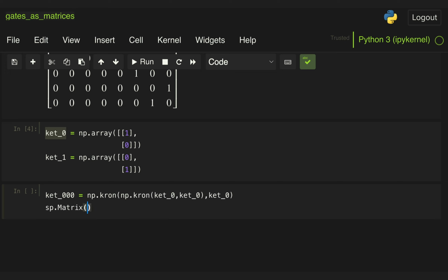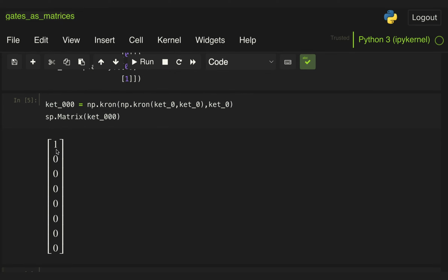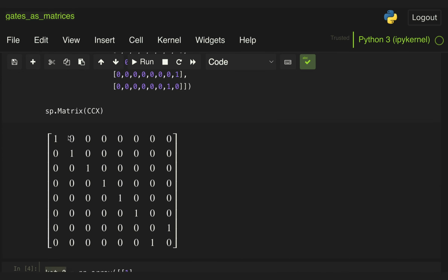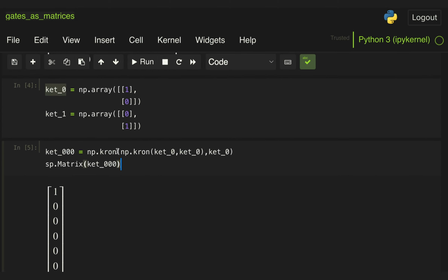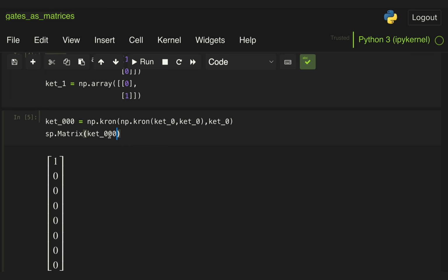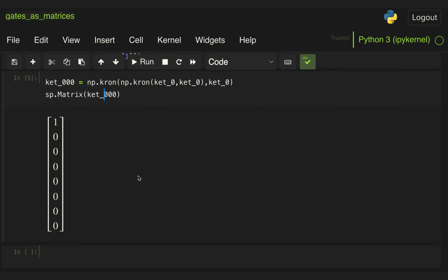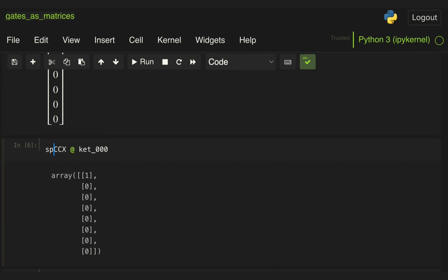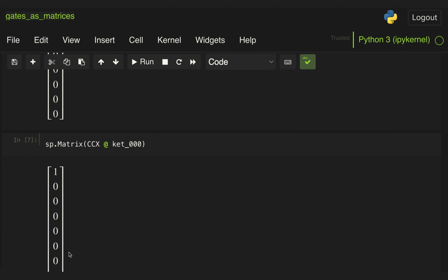And then if we display the vector for that, we see we get a column vector with 8 entries where the first one is 1. So if we were to multiply this vector with our CCX matrix, what we would expect is, because this is 0, 0, 0, and we can think of the first two elements as our inputs and this one as our output, the AND between 0 and 0 is 0. So we should get the exact same vector at the output. If we do CCX and multiply that with our ket 0, 0, 0, we get the exact same result. Let's display that using SymPy. And here we have it.